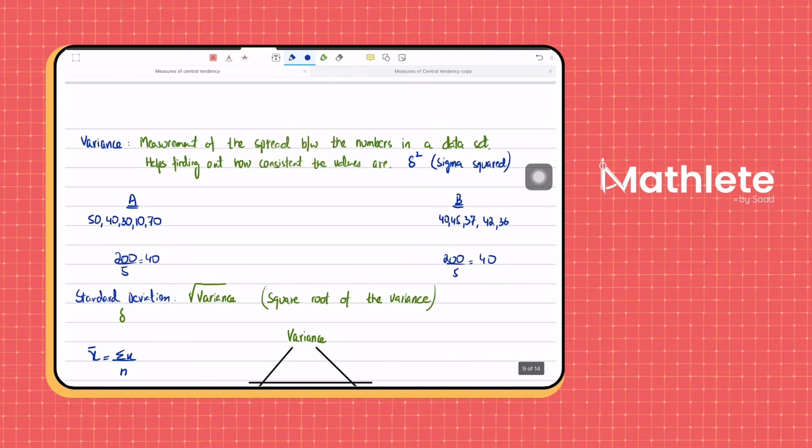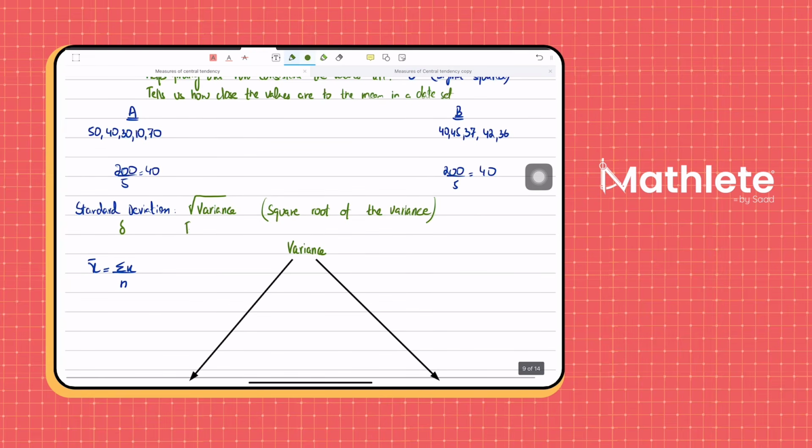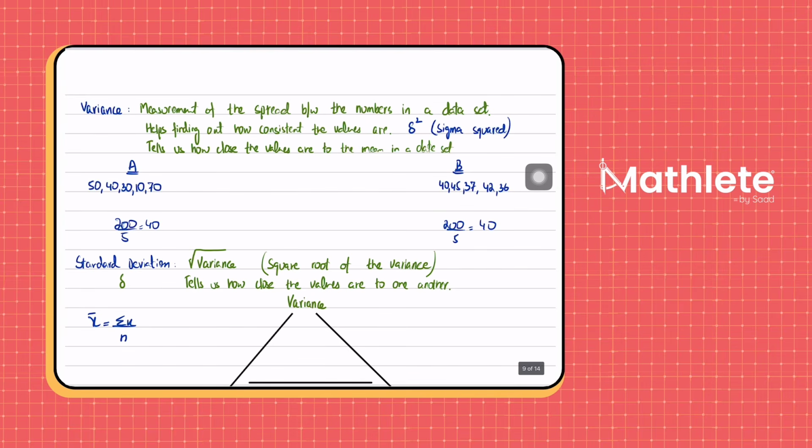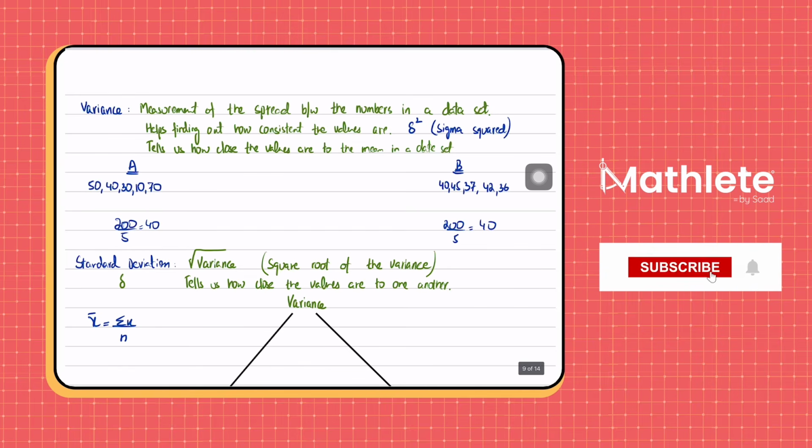Okay. So variance basically tells us how close the values are to the mean in a data set. Standard deviation basically tells us how close the values are to one another. Okay, and variance and standard deviation are those things where the higher they are, that's not a good sign. The lower they are, the better they are. The higher they are, the worse they are. The lower they are, the better they are.